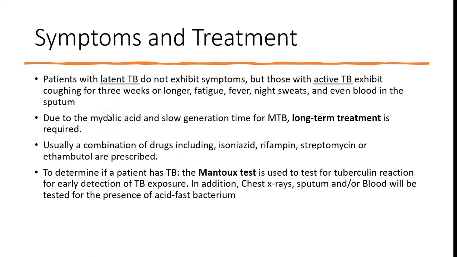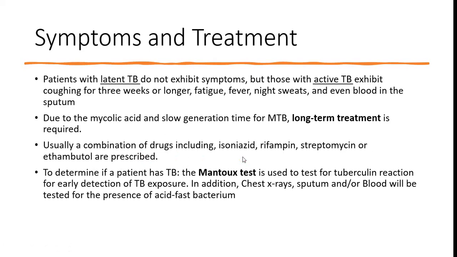So if it's got a slow generation time, that means it's going to take a long time for us to combat it. And so it's going to usually take a long period of being on antibiotics for a patient. And you can't just have one antibiotic over that length of time, because then we'll allow that bacteria to possibly build up a resistance. So as you'll see here, it's going to be a combination of various drugs and antibiotics to be able to help a patient who has tuberculosis.